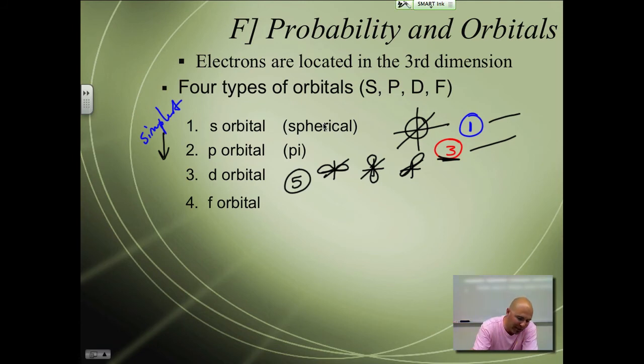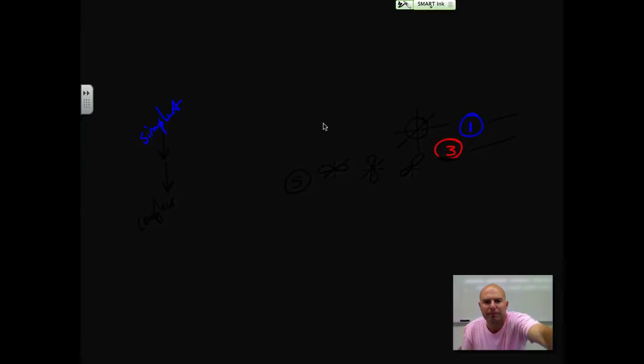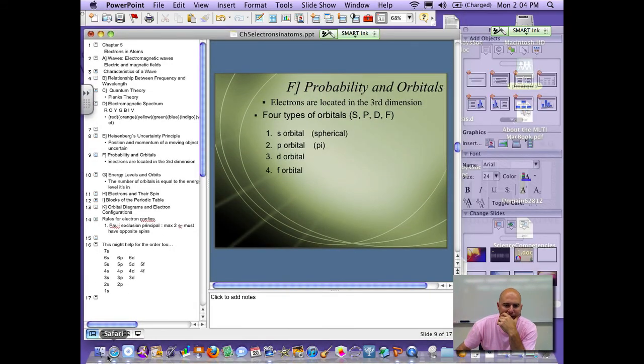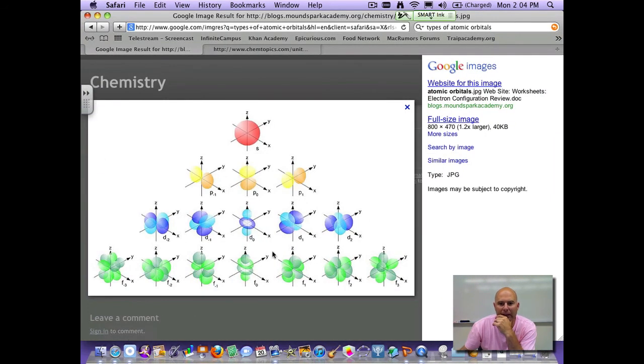And again, when you get to the F, you're dealing with the most complex type, and those are kind of a little bit different. Let me go ahead and see if we can see a picture here. I got a website. This is the website here, blogs at moundsparkacademy.org. But you can kind of see here this S orbital, only 1. All right, and that is important, the fact that it has 1. The P has 3, the D has 5, and you can see that they're kind of in between.